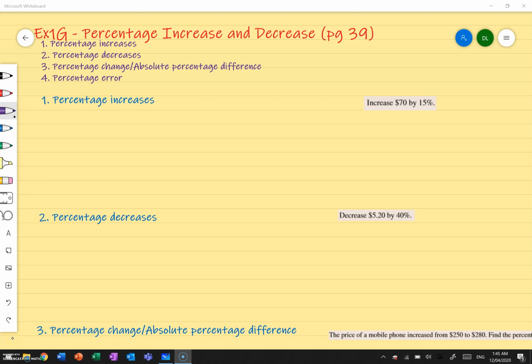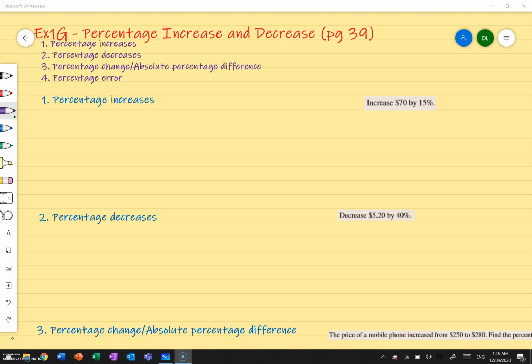Hello Unites, welcome back. Today we're going to be going through percentage increases and decreases. We'll also be going through percentage change and absolute percentage difference, which is the same thing really. And we'll go through percentage errors. Now, percentage increase and decrease is your exercise 1G, and it's on page 39 of your textbook.